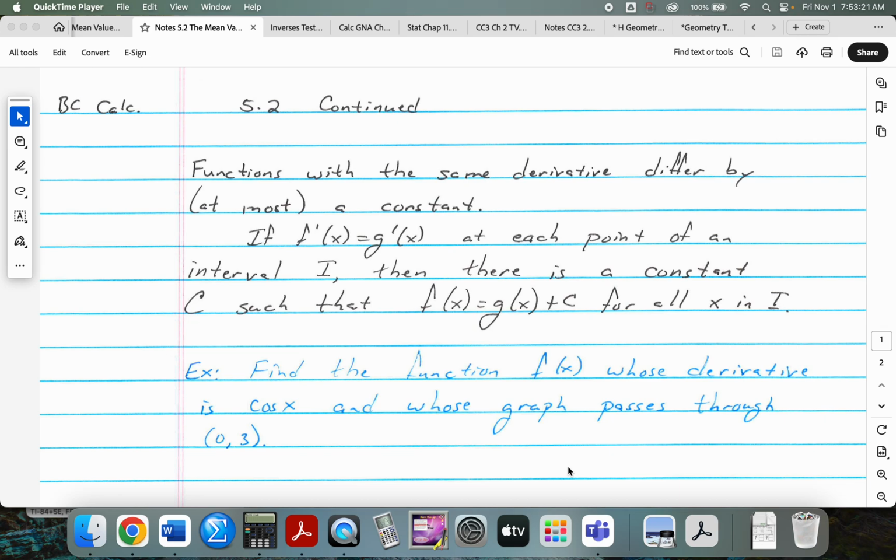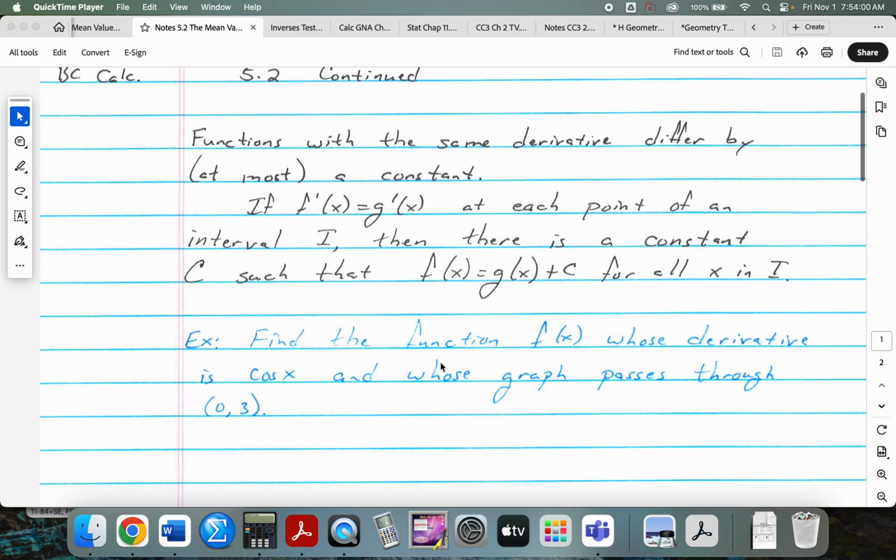So another way of saying this in a more formal way is if f prime of x is equal to g prime of x at each point of an interval I, so it may be true in one interval and then not true someplace else, then there is a constant, capital C, such that f of x equals g of x plus c for all x in that interval. Now, if they really are the same function, c would be 0. But the difference between those functions can at most be some constant. It can't be any term with a variable in it at all.